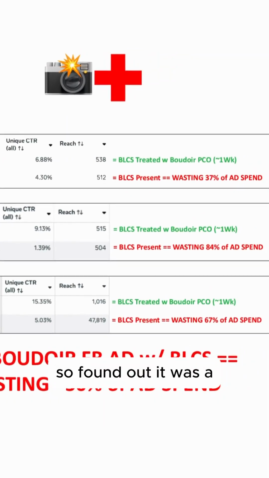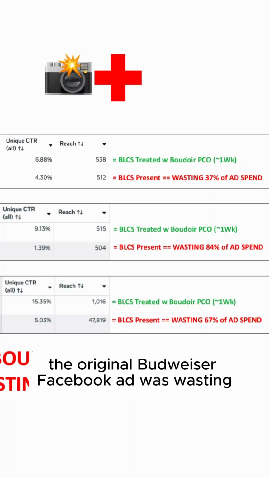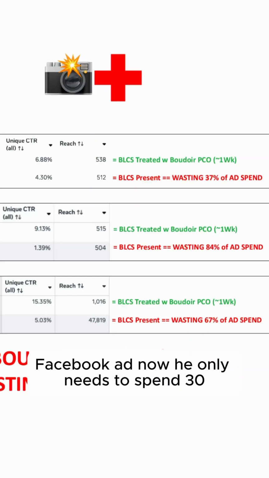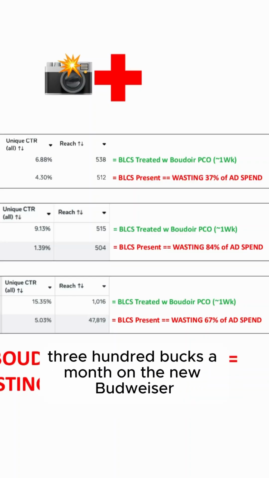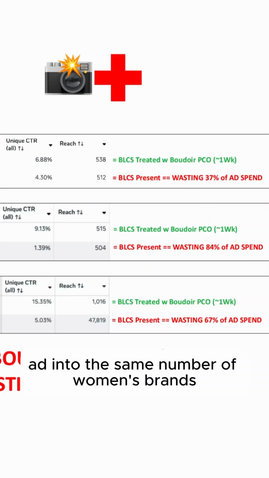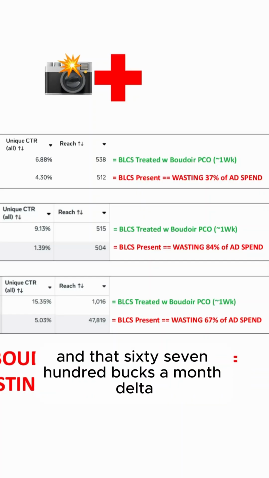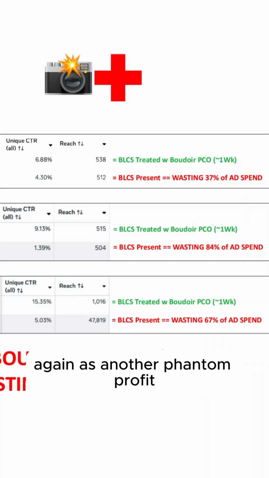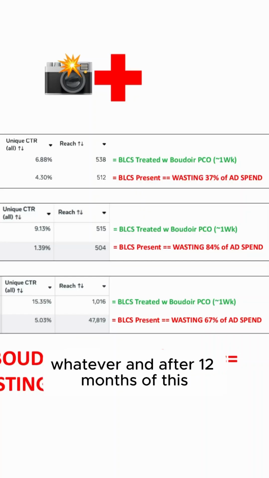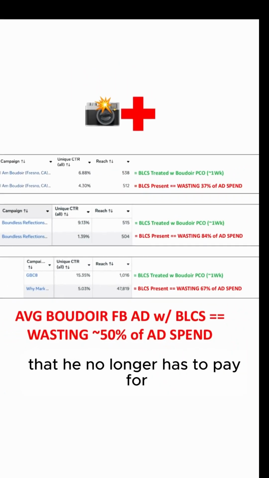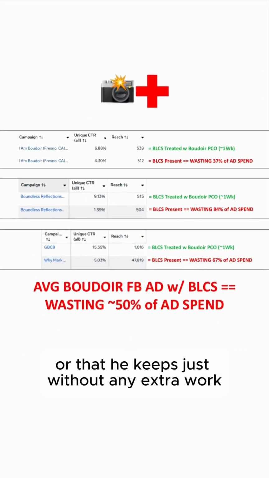So we found out the original Boudoir Facebook ad was wasting 67% of ad spend. So if he was spending 10 grand a month on the original Boudoir Facebook ad, now he only needs to spend $3,300 a month on the new Boudoir Pico treated ad, and he'll get his ad into the same number of women's brains. And that $6,700 a month delta, that difference, he actually keeps in his pocket. Again, another phantom profit, Boudoir Pico profit, whatever. And after 12 months of this, it's kind of an 80K extra bonus in his pocket that he no longer has to pay for, or that he keeps without any extra work.